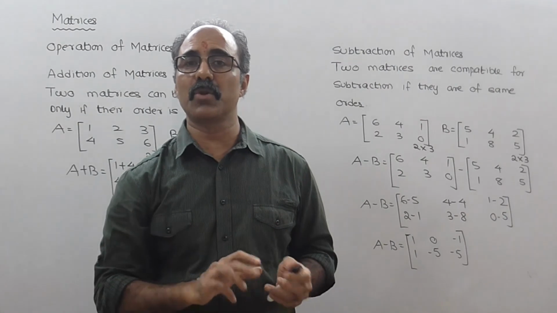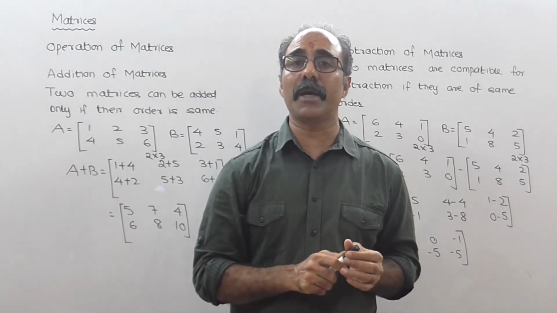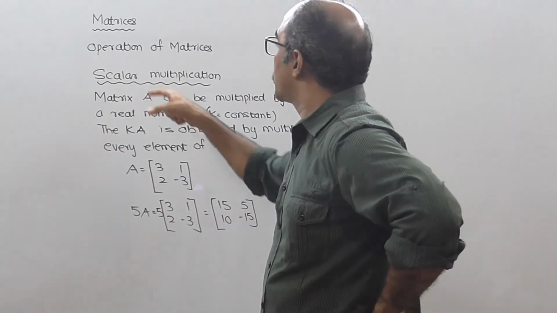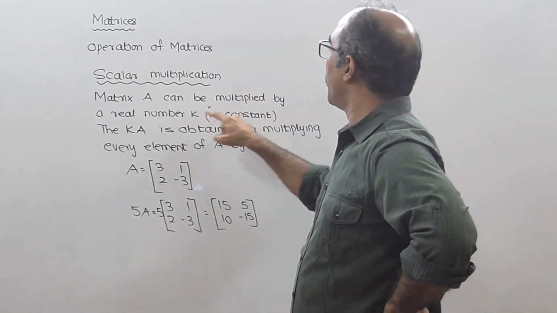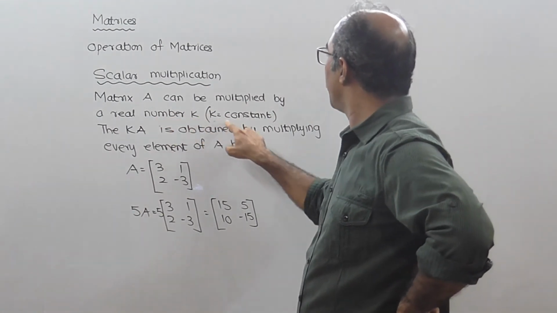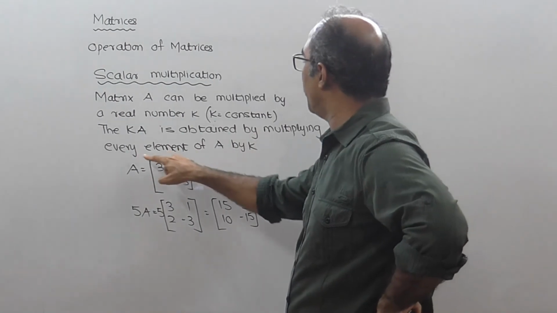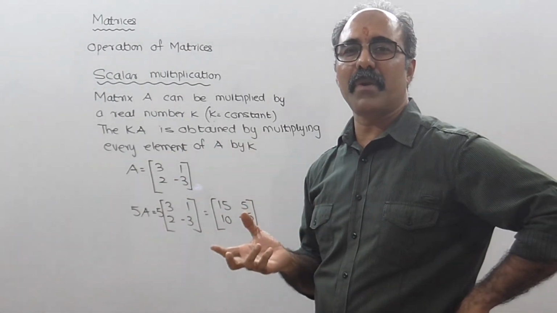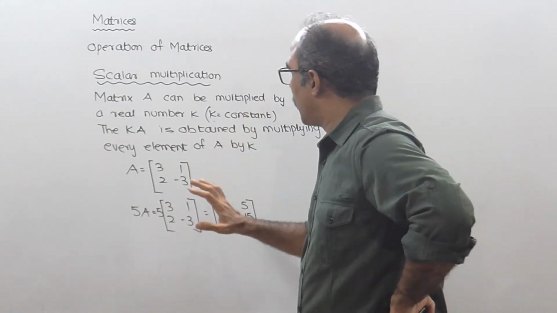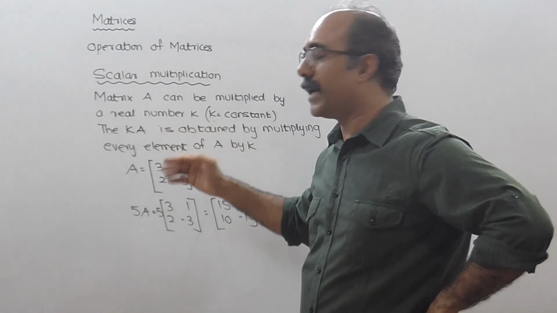So what have you understood? 2 matrices can be added or subtracted if and only if they are of the same order. Let's understand scalar multiplication. See, matrix A can be multiplied by a real number k, where k is a constant. Then kA is obtained by multiplying every element of matrix A by k. Reading the definition, it is very difficult to understand what exactly it is. If you understand the example, I think the definition will become very clear.